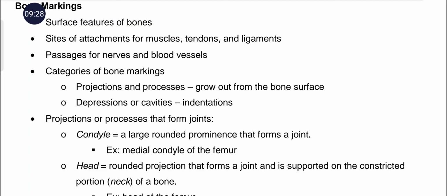So there are two categories of bone markings. First one is the projections and processes. These are growing out from the bone surface, while depressions and cavities are indentations or surfaces which are lying in the cavities. The next type of bone markings are projections and processes that form the joints. Examples are the condyle, that is a large rounded prominence that forms a joint. Example is the medial condyle of the femur.